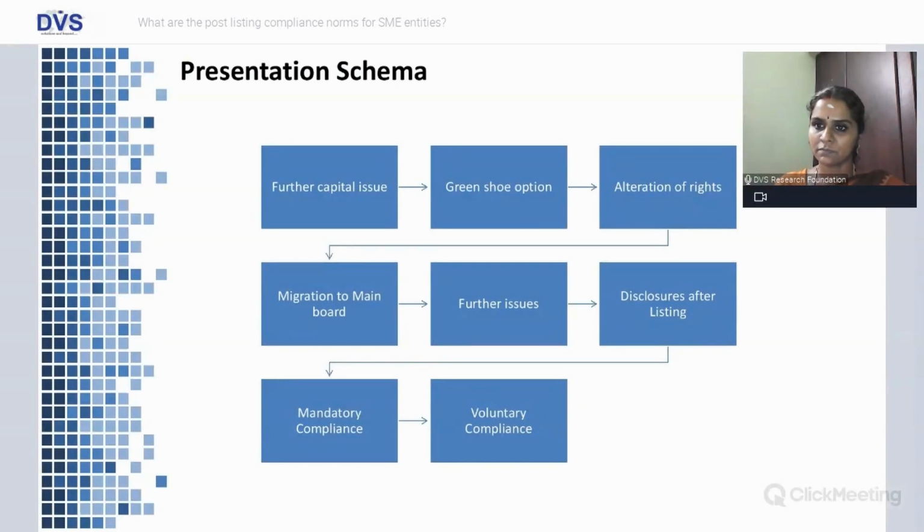Further issues. You can go for further issues, be it your rights issue, Chapter 3 of ICDR, or Chapter 4, your FPO, or Chapter 5, your preferential issue, or it could be a bonus issue, but the relevant regulations, Chapter 3, 4, 5, as the case may be, shall be complied with when you are going for such further issues.